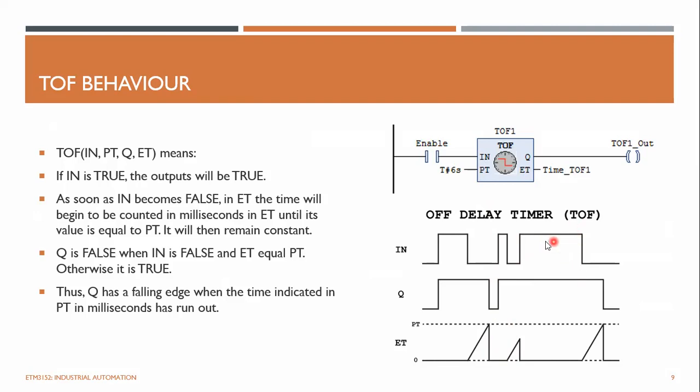Now you can see in this example, it's set to high, and it keeps its output high until the input goes 0. By the time the input goes 0, the elapsed time starts counting, and after 6 seconds, your output goes to 0. So it is turning off after a certain delay time when the input goes off.